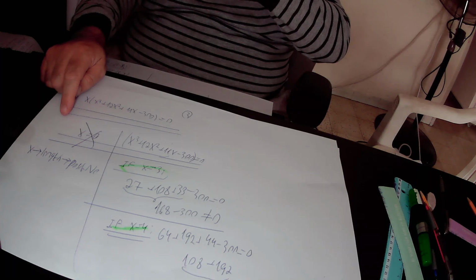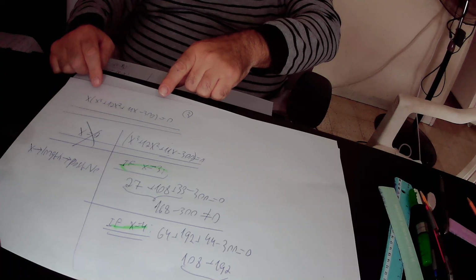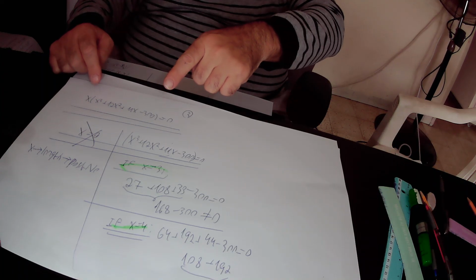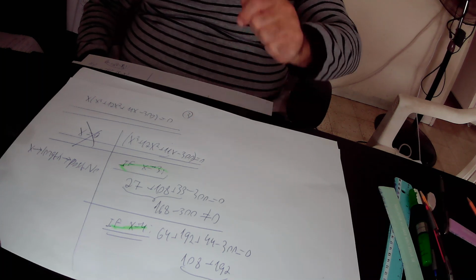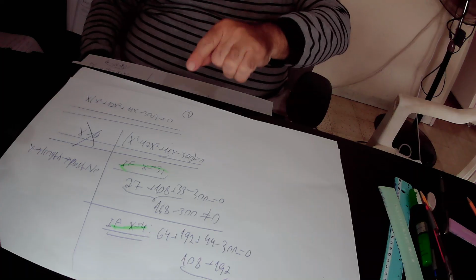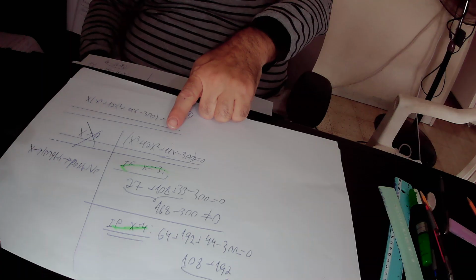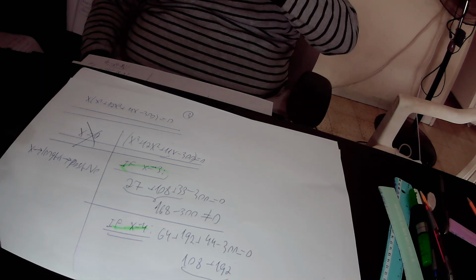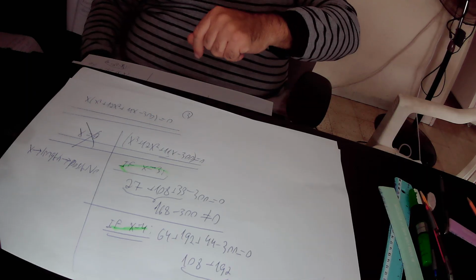So we'll take into account only the second solution for x, the one where this expression equals 0. That is to say, x cubed plus 12x squared plus 11x minus 300 equals 0. First of all, we check if this equation is true if x equals 3. So we just have to substitute x by 3 in this equation.